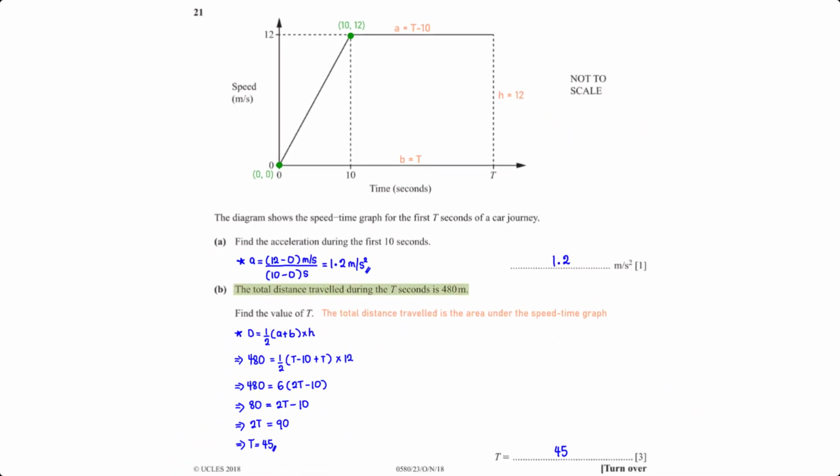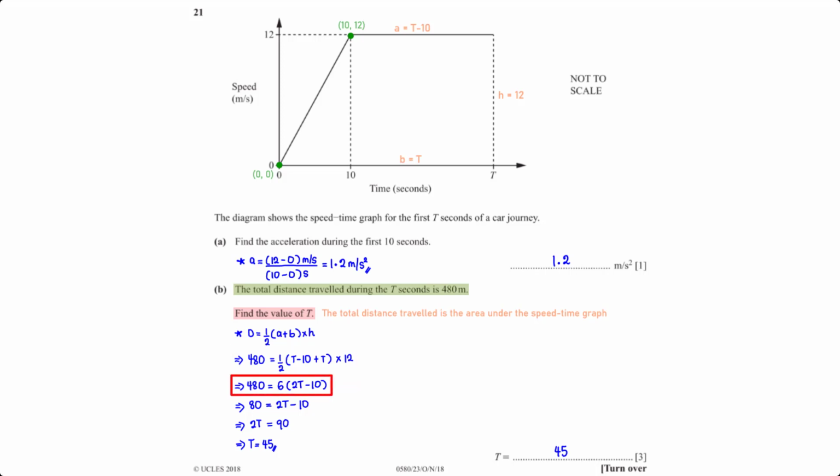The total distance traveled during the t seconds is 480 meters. Find the value of t. The distance traveled is the area under the speed time graph, which is in the shape of a trapezium. Here is the formula for the area of a trapezium. We've been given the distance traveled as 480 meters. From the graph, we get a to be t minus 10, b to be t, and h to be 12.